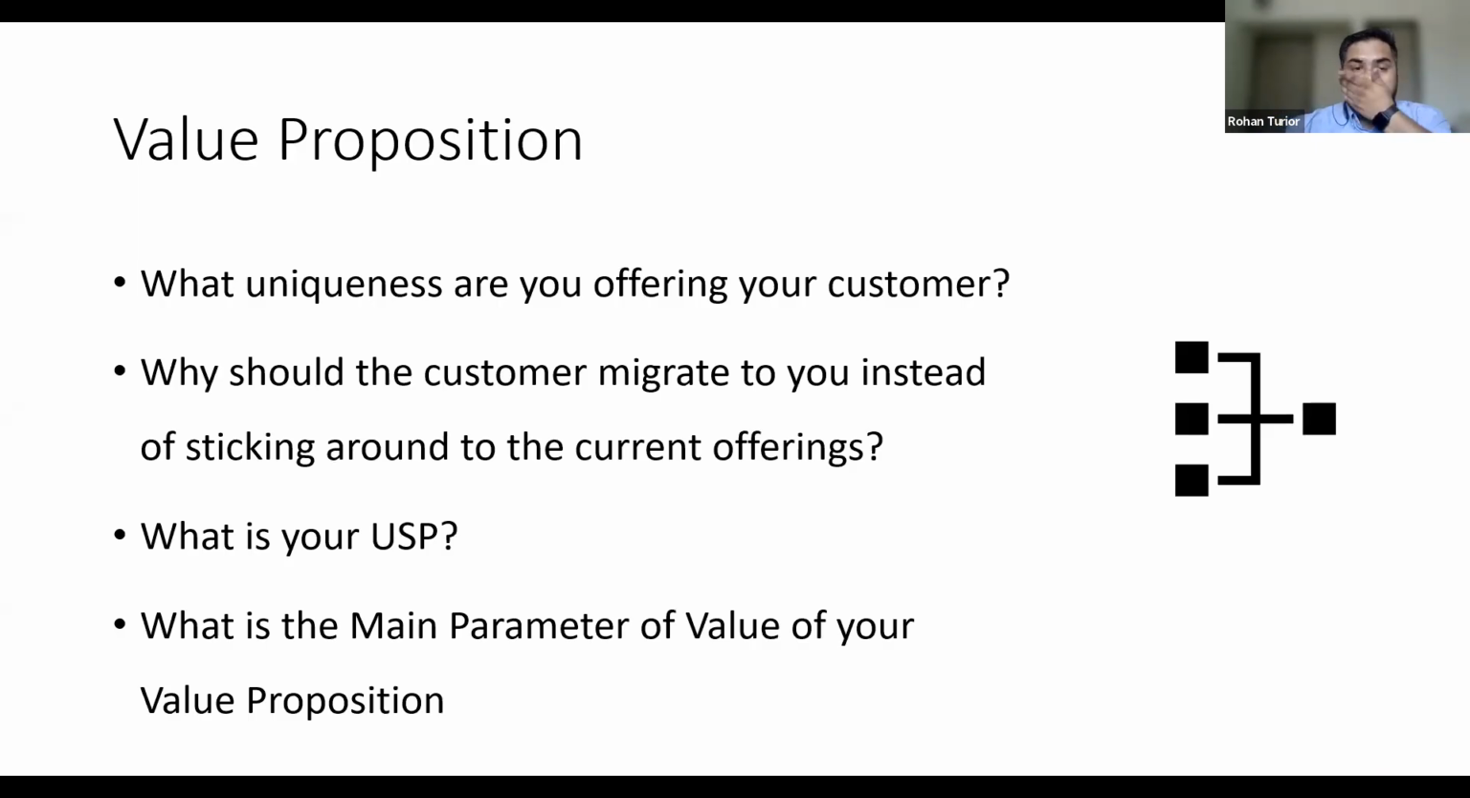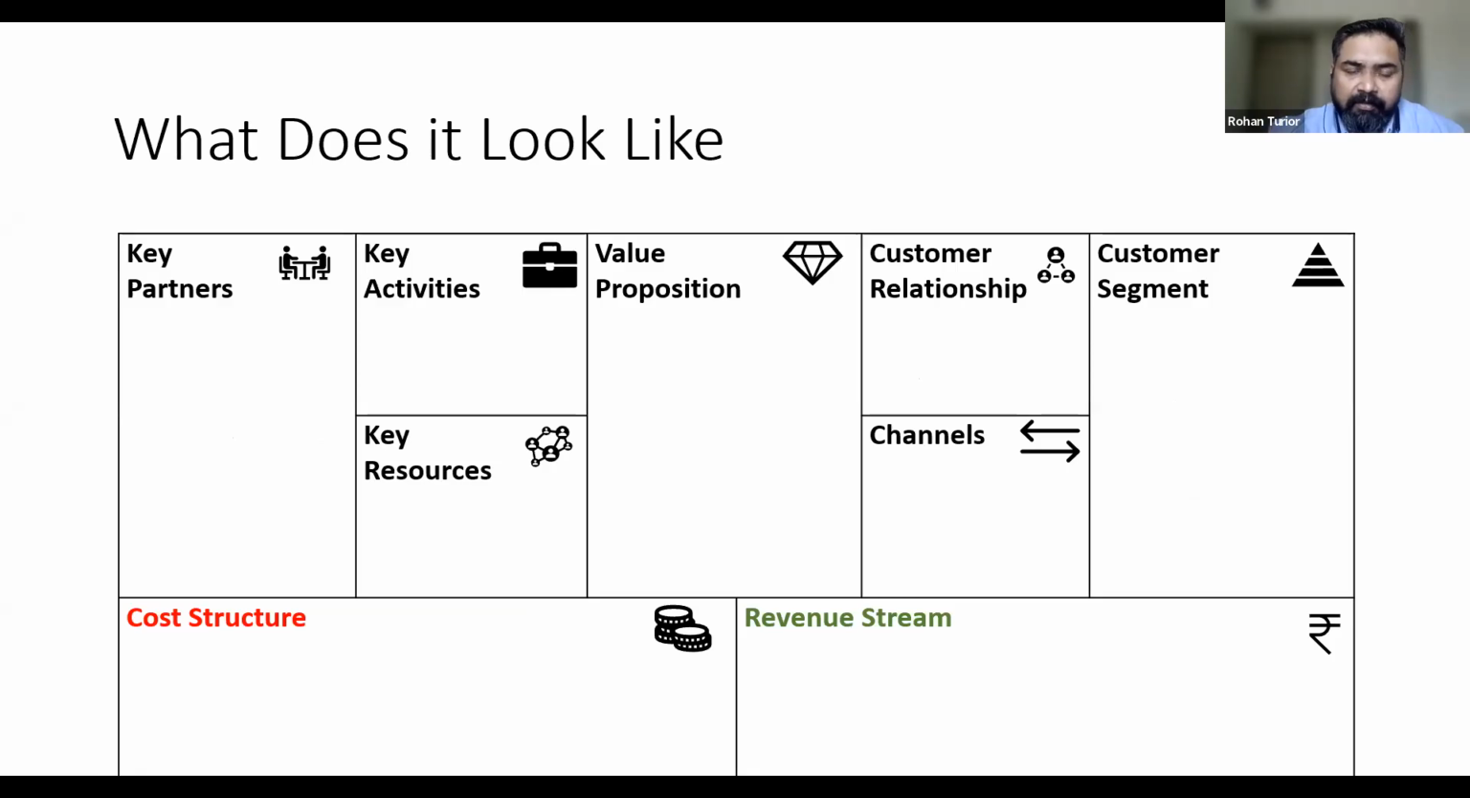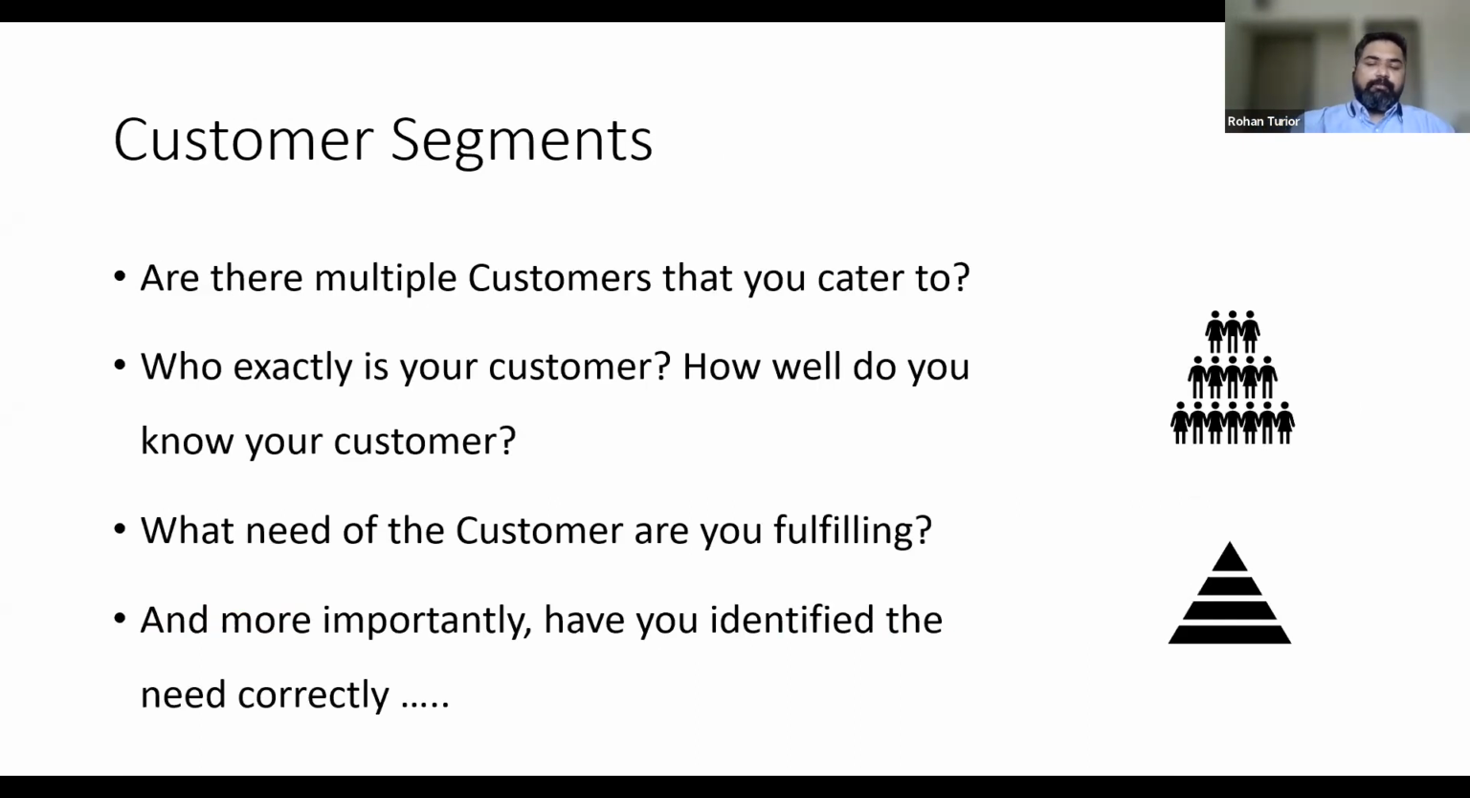Now, next: if you look at the canvas, customer segment is on the extreme right. The value proposition comes in between. Then there are some other columns. Why am I going in an ad hoc way? I'm going this way because this is how you should ideally plot your business model canvas. The first thing you need to plot is the customer segment, because when we are trying to solve a problem, we need to know the problem correctly. That's why we say, more importantly, have you identified the customer need correctly?